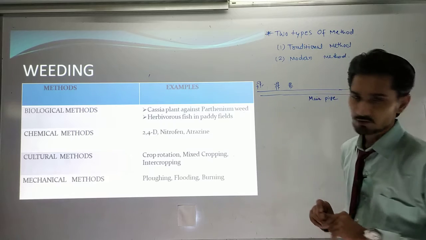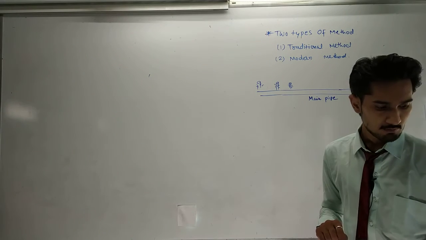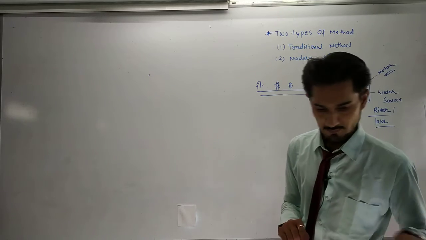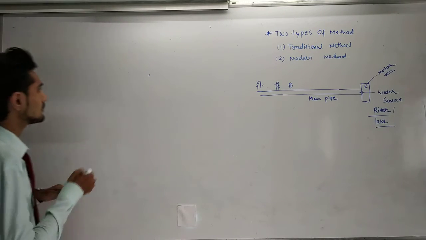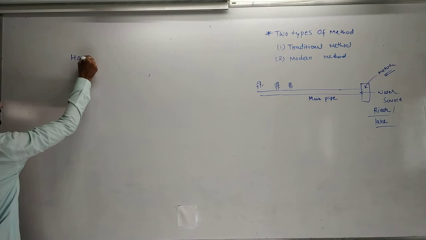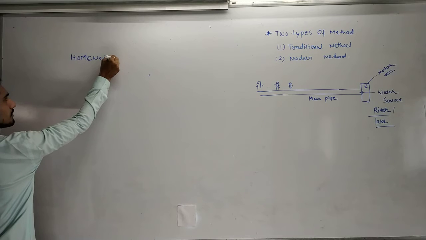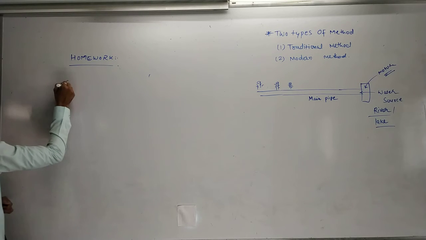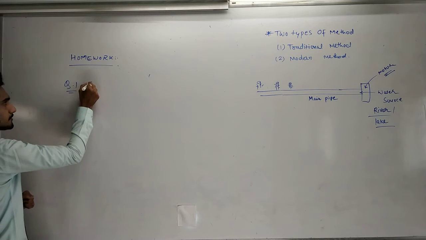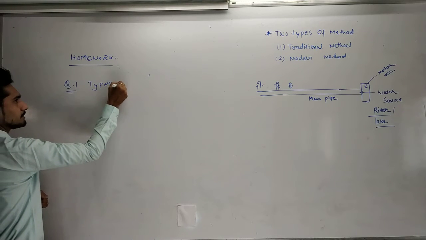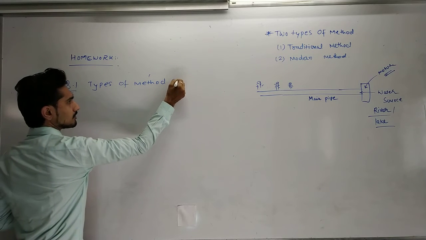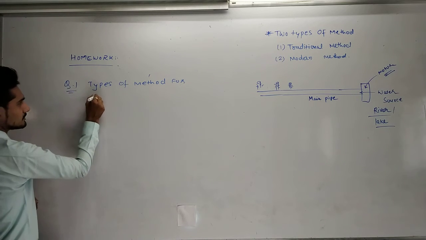Okay, in this chapter you have to do the homework. I am giving you the homework. Now everyone, write today's homework. So much homework today. Question number 1, you should write: types of methods for irrigation.